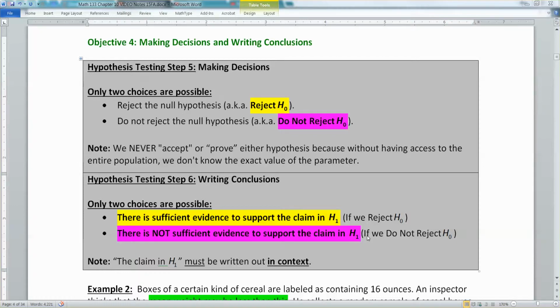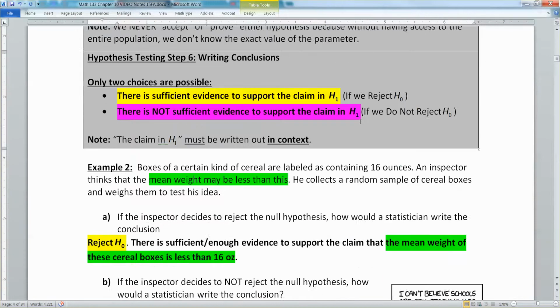We saw in the last video that when we make decisions in hypothesis testing, which will be step 5 of our hypothesis test method, there are only two possibilities. You're going to either reject the null hypothesis or not reject the null hypothesis. That's it. Those are the only options. But when you make a decision to reject or not reject the null hypothesis, there are a couple possible outcomes from that decision.